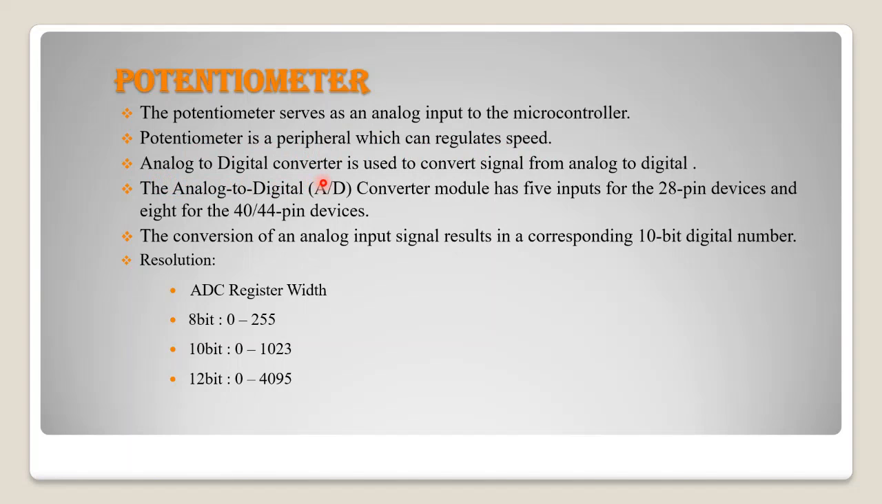Analog to digital converter is used to convert a signal from analog to digital. The analog to digital converter module has 5 inputs for the 28-pin devices and 8 for the 40/44-pin devices. The conversion of an analog input signal results in a corresponding 10-bit digital number resolution. ADC register bits: for 8-bit, 0 to 255; for 10-bit, 0 to 1023; and for 12-bit, 0 to 4095.